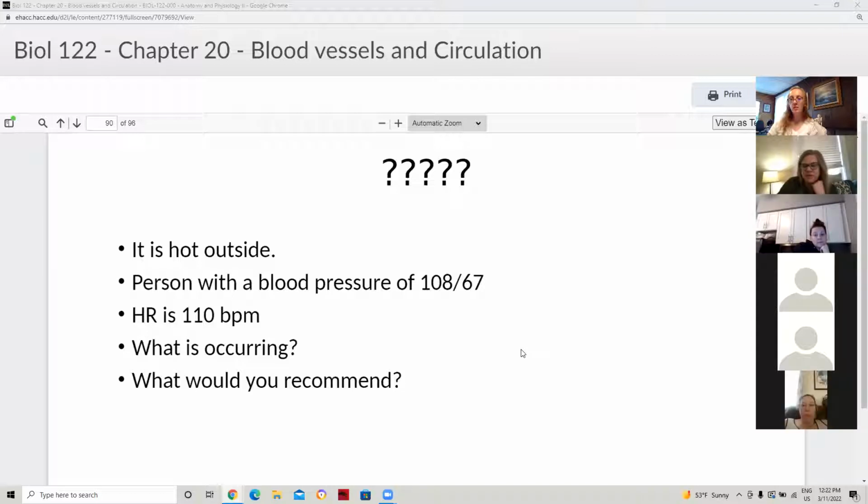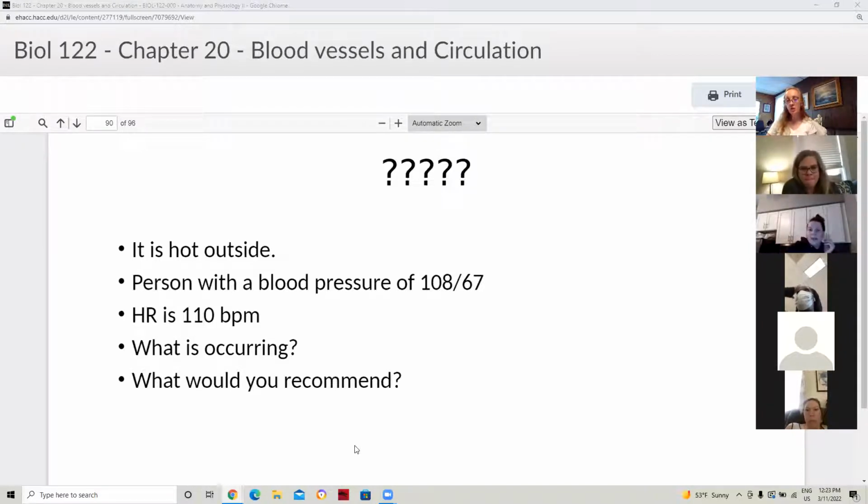Well, I would say dehydration. Why do you say dehydration? Well, when you're dehydrated, it reduces your blood pressure, because it's reducing your blood volume, right? Yeah. So I'd recommend that they go inside, cool themselves down, drink some water, and rehydrate.